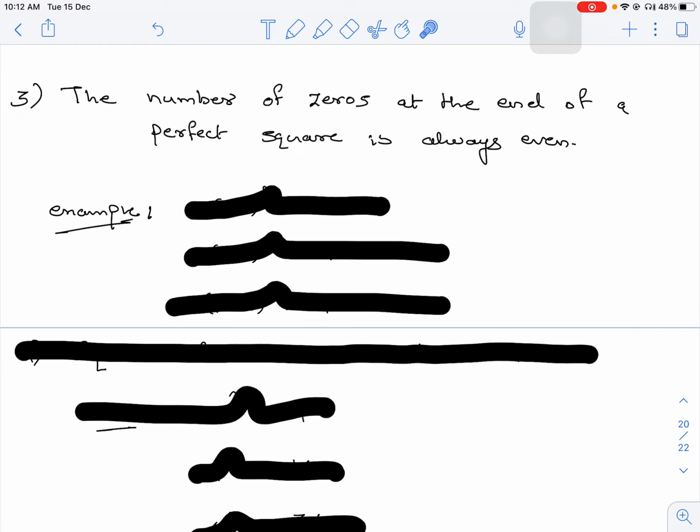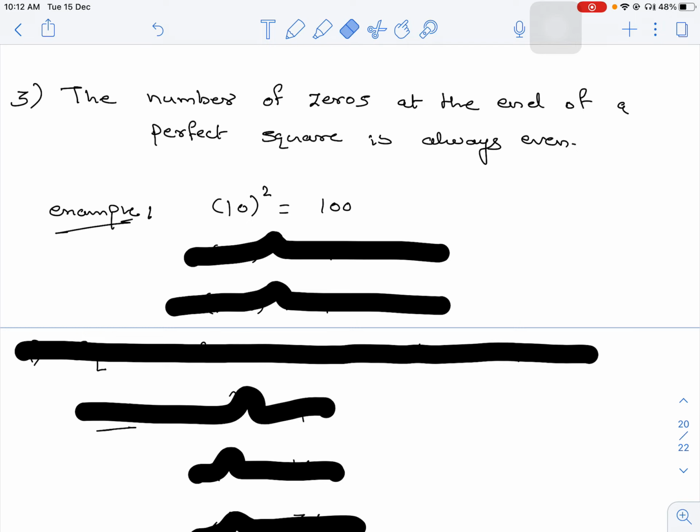Now our next property states that the number of zeros at the end of a perfect square is always even. For example, now we have a number 10. 10 square is 100. Now how many zeros are there? Two zeros, that is even zeros.